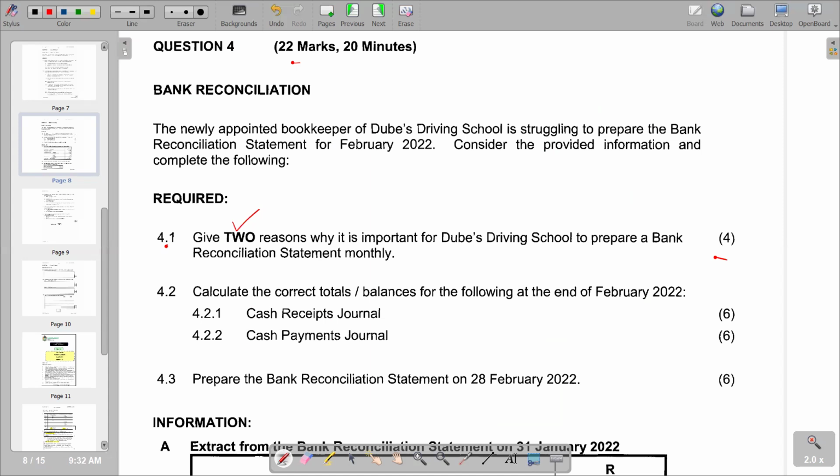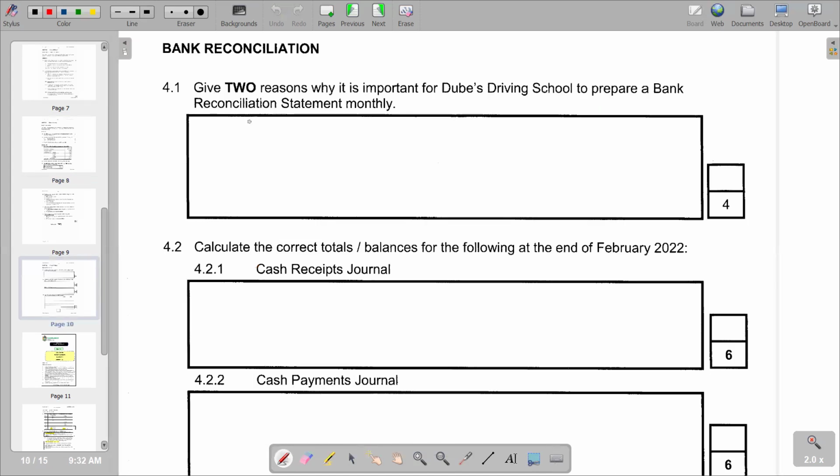At the end of the day, you're going to see that it also acts as an internal control. Those are some of the benefits of preparing a bank reconciliation statement that we can deduce. So going to our answer section of 4.1, we are just going to state those points, whereby we are saying: important tool for internal control.